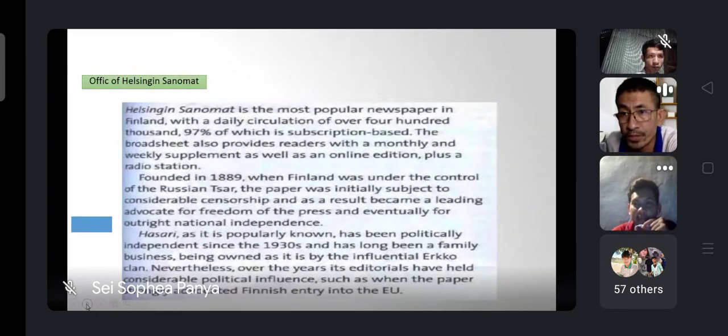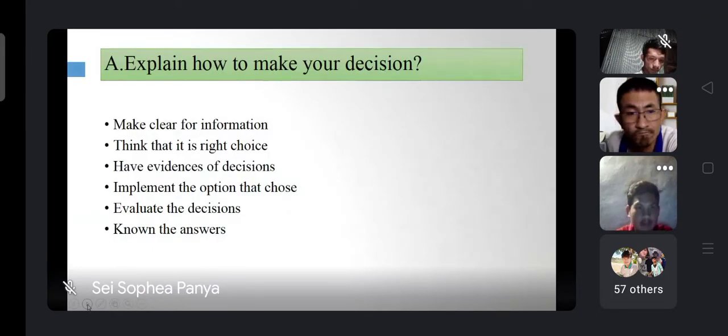Go ahead to your point, please. We still have 7 minutes more. Then let's move to another slide. This is the SMART point, teacher. That explains how to make a decision. How to make a decision means you need to have six parts. First, make clear the information, think that it is the right choice, have evidence of the decision, implement the option that you choose, evaluate the decision, know the answer.